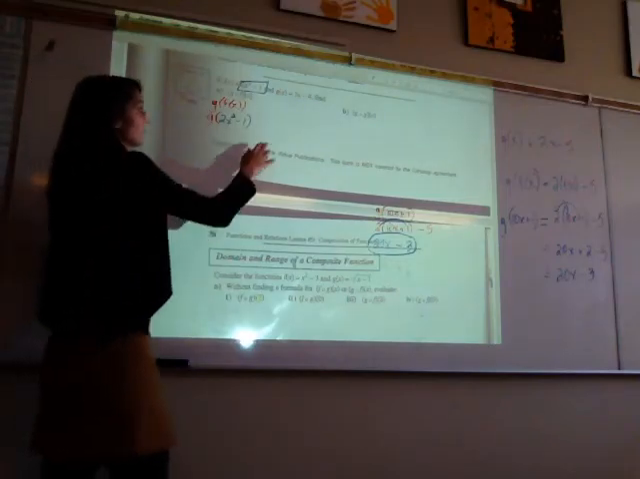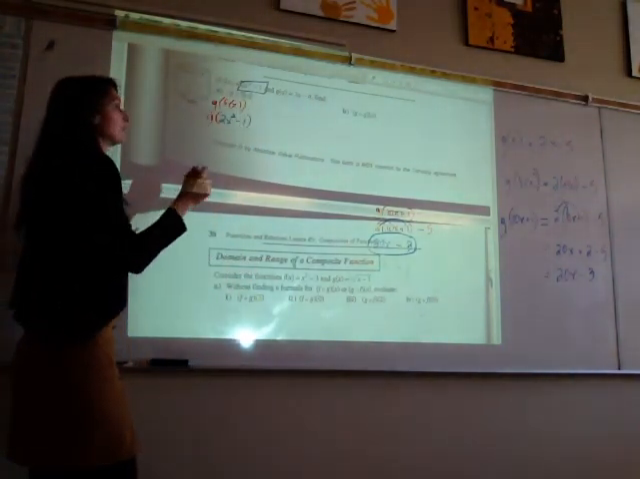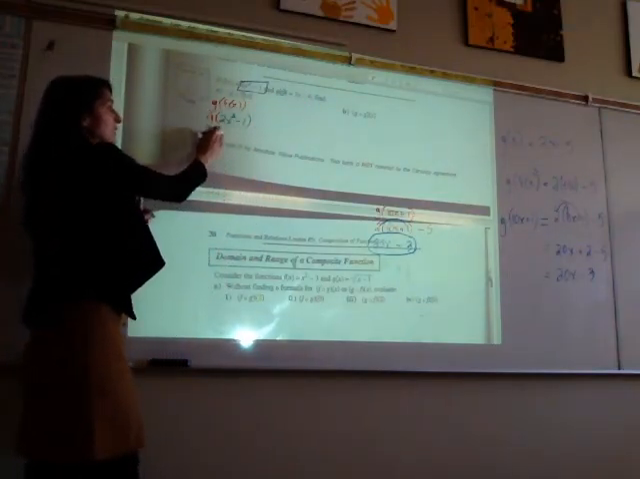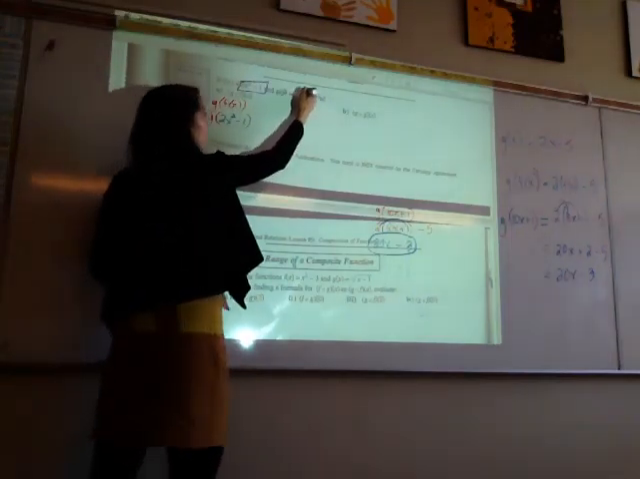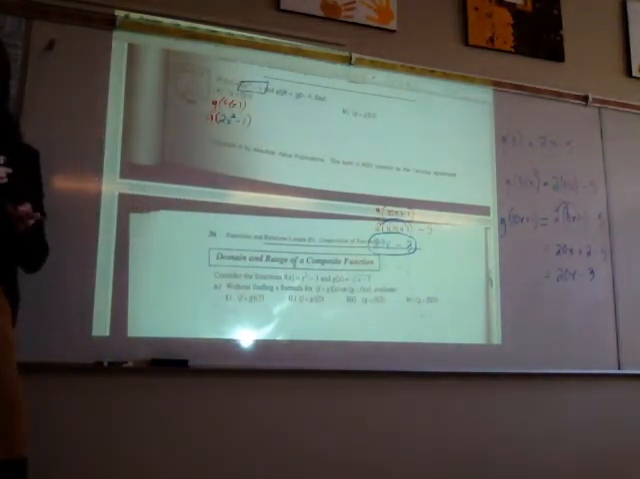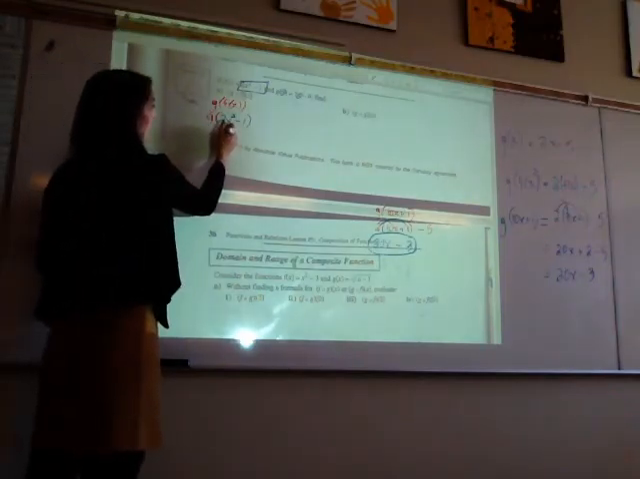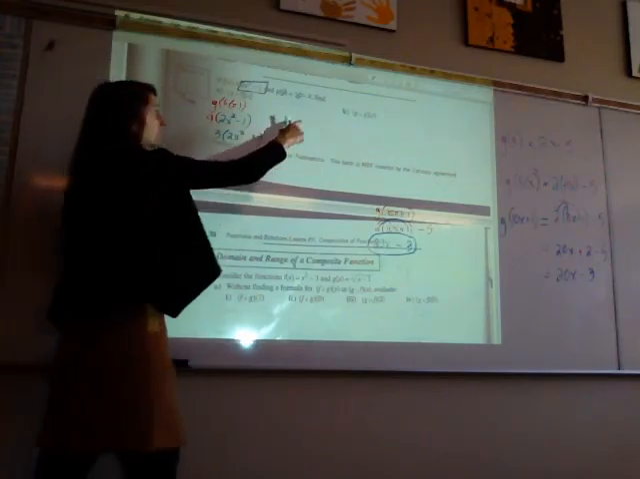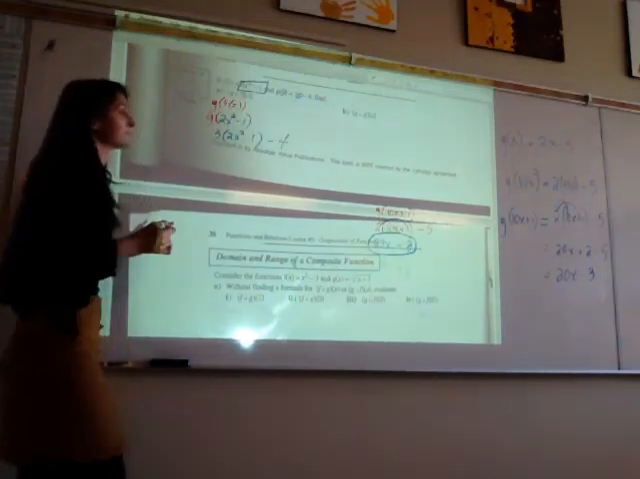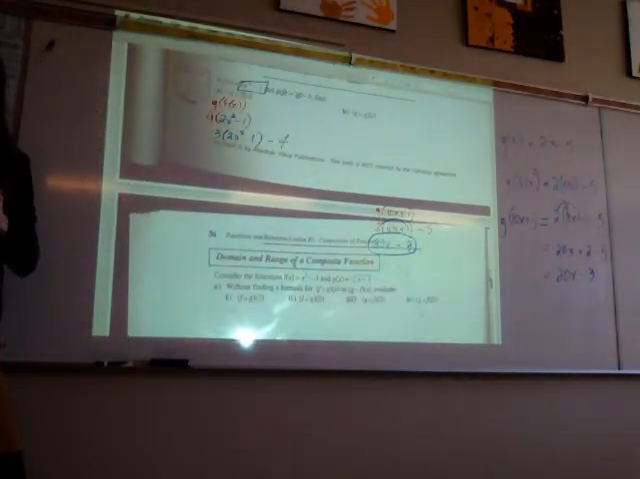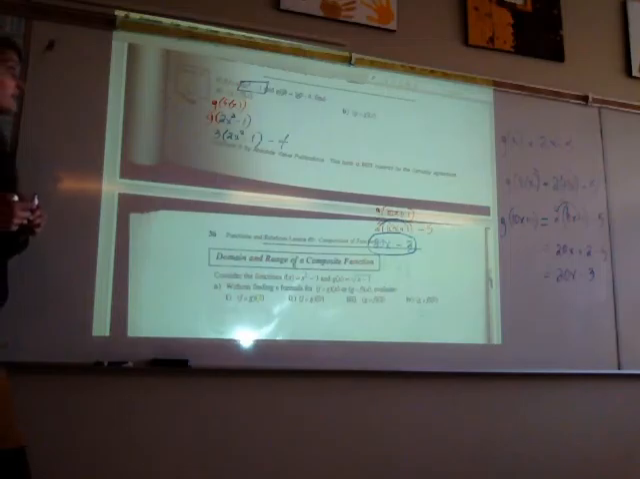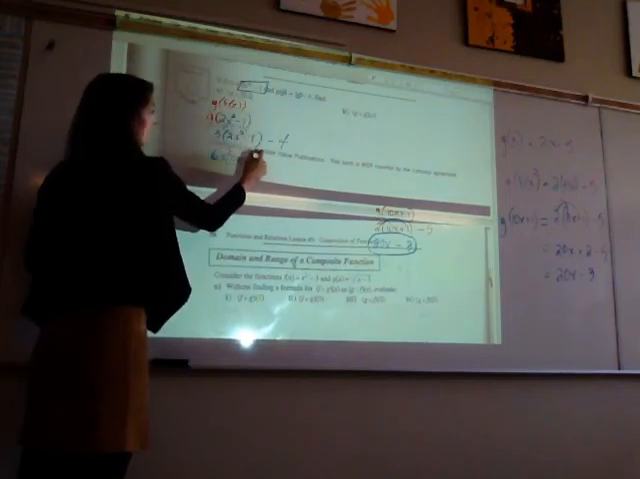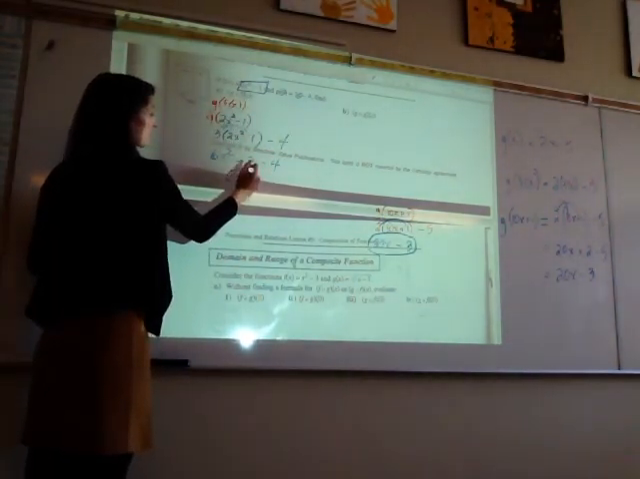Now g of x was originally 3x minus 4. But now we have g of 2x squared minus 1. So this x in g of x is now 2x squared minus 1. So this x here will also be replaced with 2x squared minus 1. So we get 3 times 2x squared minus 1. And don't forget to subtract that 4. Then we just expand and simplify. So we get 6x squared minus 3 minus 4. So 6x squared minus 7.